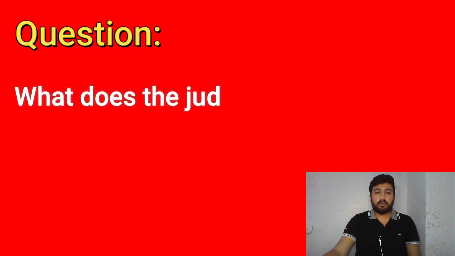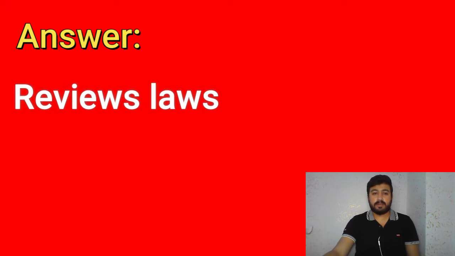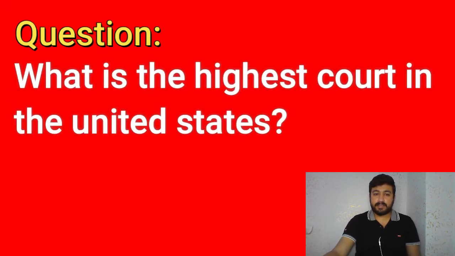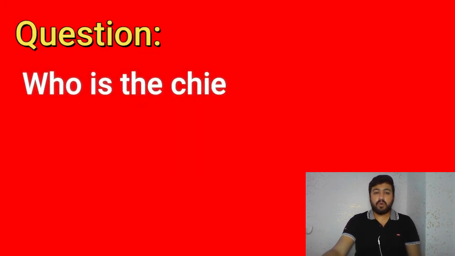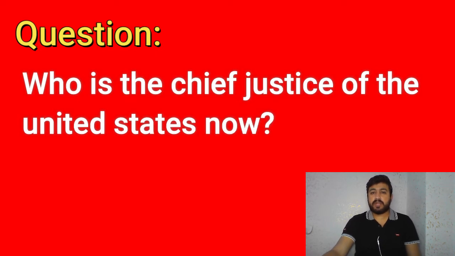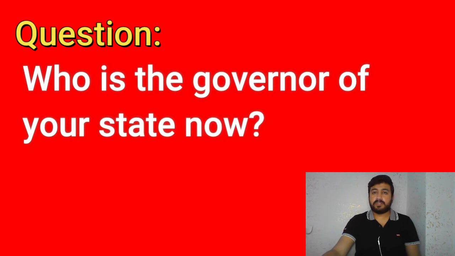Alright, very good. Now let's talk about the final branch of the government, the judicial branch. So we did the executive and then the legislative, or Congress, and now we are going to talk about the judicial branch. What does the judicial branch do? Reviews laws. What is the highest court in the United States? Supreme Court. How many justices are on the Supreme Court? 9 justices. Who is the Chief Justice of the United States now? John Roberts.